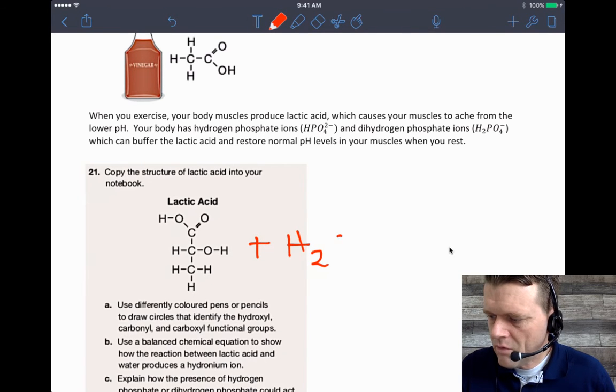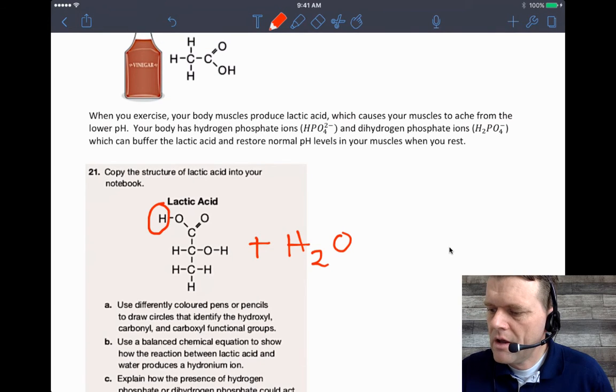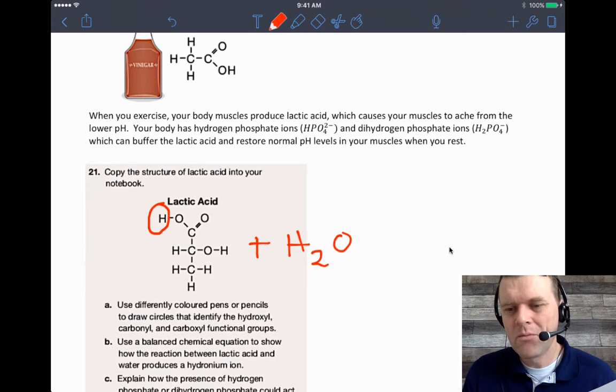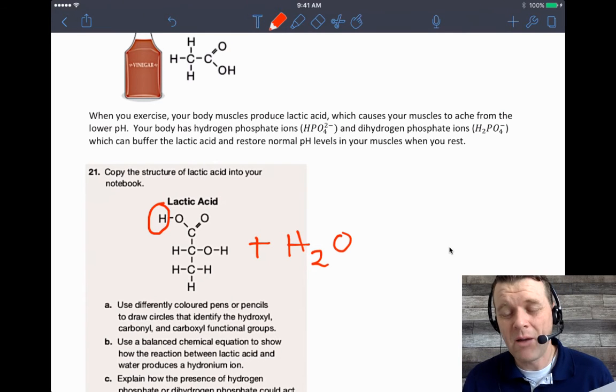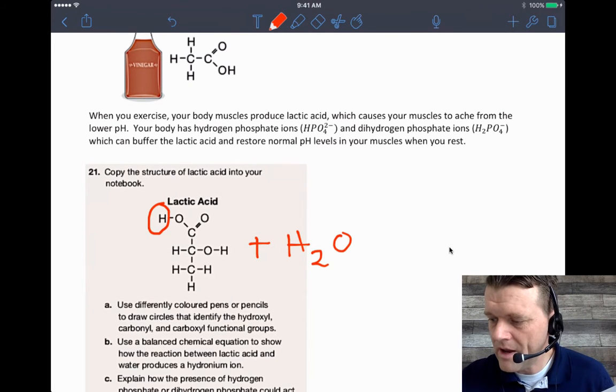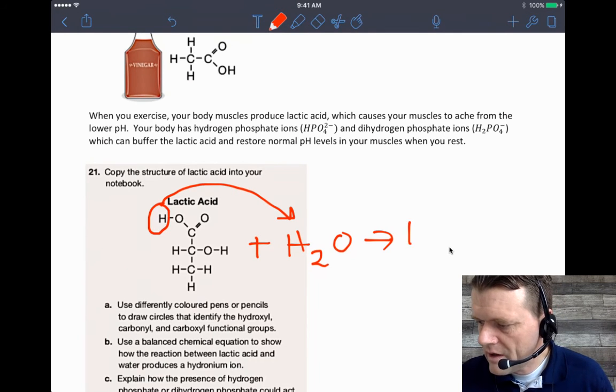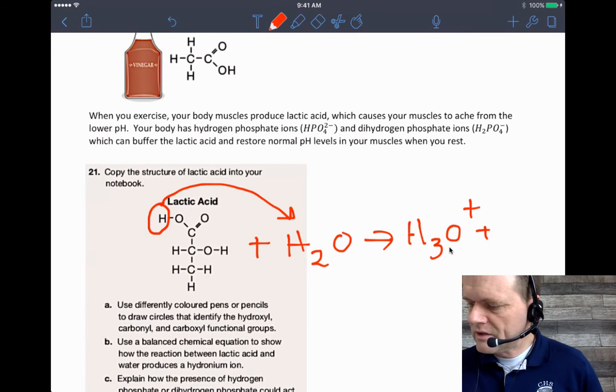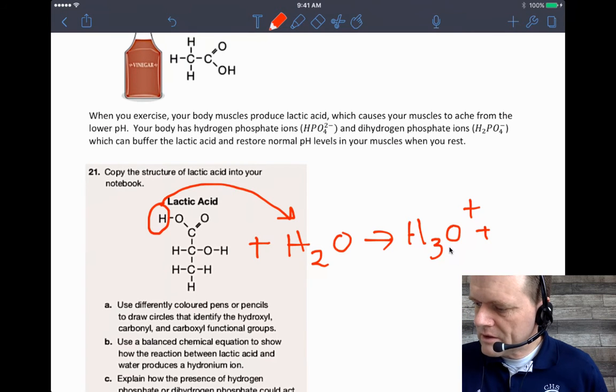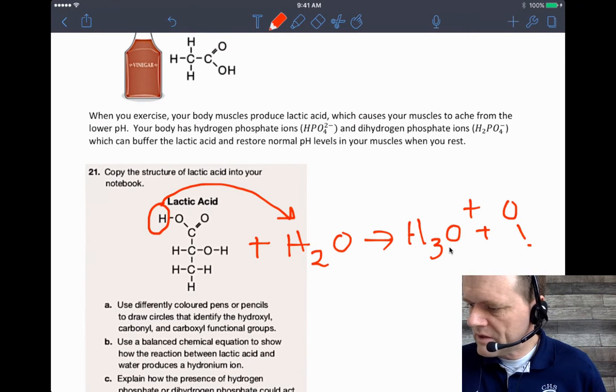In the presence of water, what happens is this hydrogen right here, because it's an acid, right? If you remember, acids are proton donors. They're happy to give up their hydrogen atom. And in this case, it does. So this hydrogen atom joins water, and it actually makes H3O+. So it makes the hydronium ion. And then you're left with this molecule, and I'll do my best to sketch it, because really all I did was rip off that hydrogen.